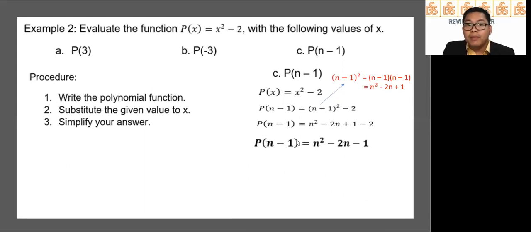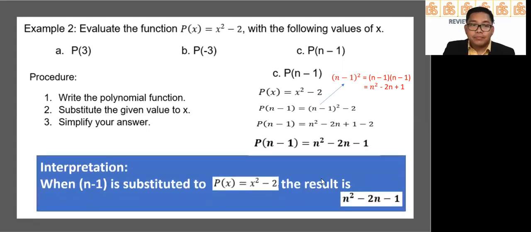Okay, so p of n minus 1 equals n squared minus 2n minus 1. So what does it mean? When n minus 1 is substituted to the function p of x equals x squared minus 2, the result is n squared minus 2n minus 1.